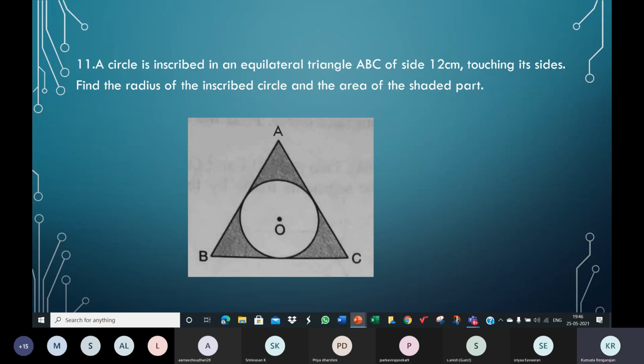Work and share your answer on WhatsApp, children. I want you all to get this right. We have seen how trigonometry is applied to find angles or sides earlier.